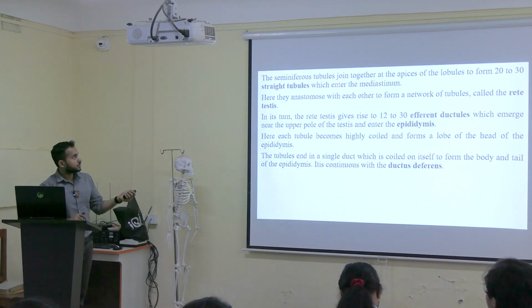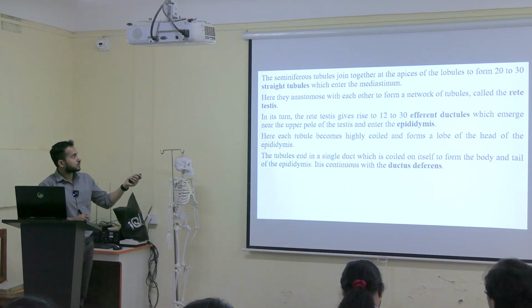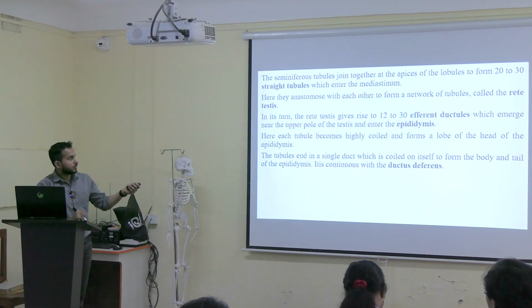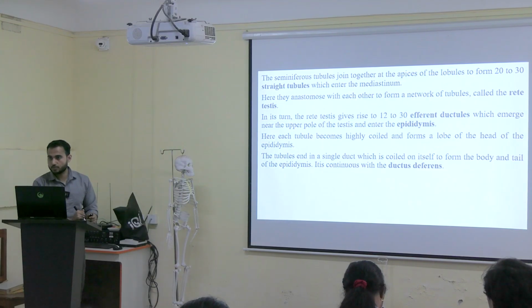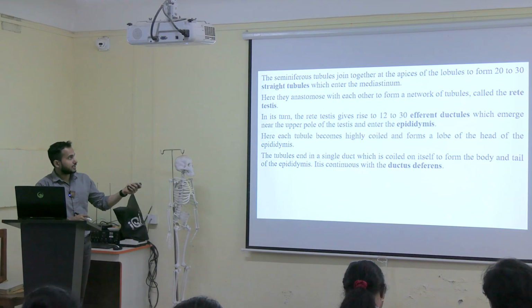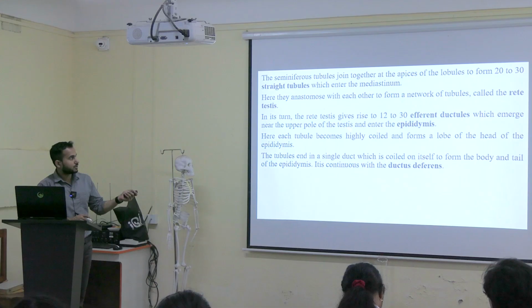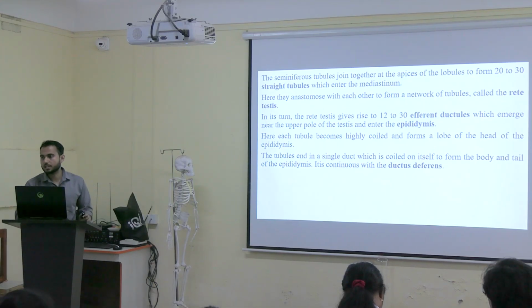Next, the seminiferous tubules join together at the apices. Now this part is also important. Up to the seminiferous tubules you have followed. Now at the apical part of the lobule, the seminiferous tubules join together to form straight tubules, and then they enter the mediastinum of the testis. Next, they anastomose with each other to form a network of tubules. These are called the rete testis. From the rete testis we get 12 to 30 efferent ductules. Those efferent ductules emerge at the upper pole of the testis and then enter the epididymis.